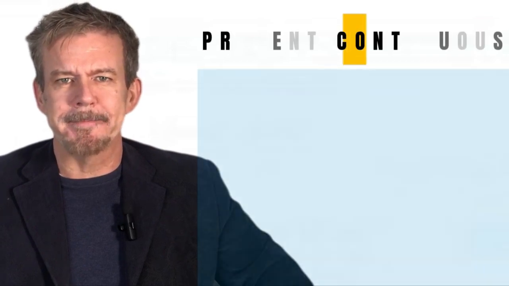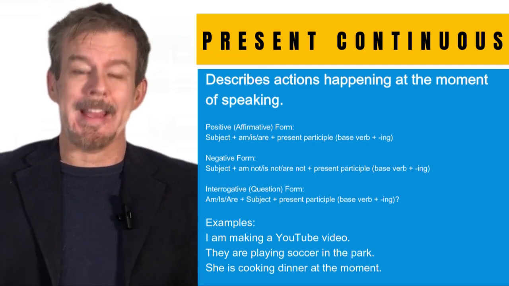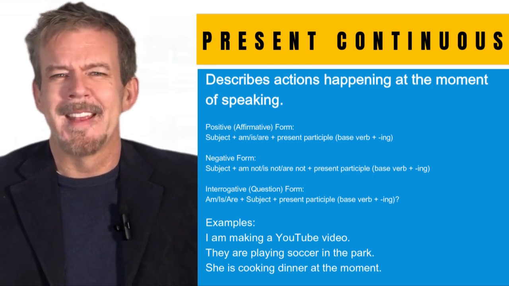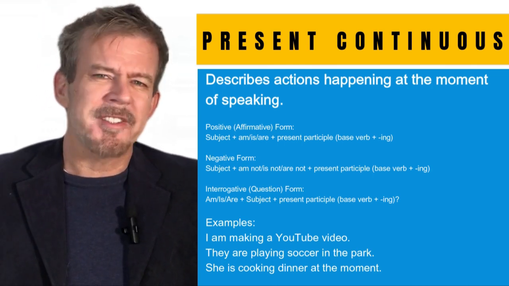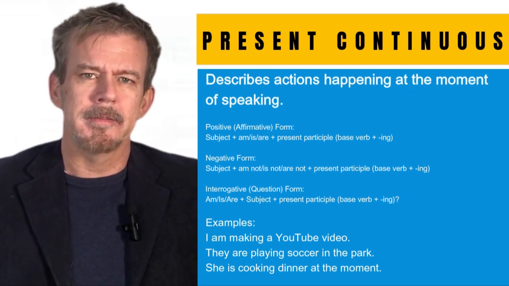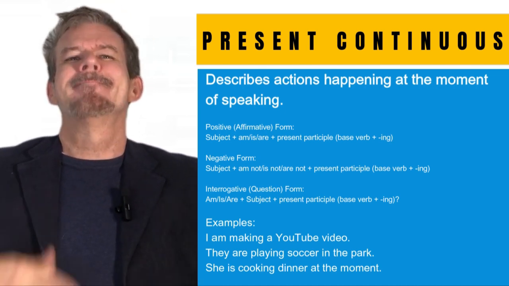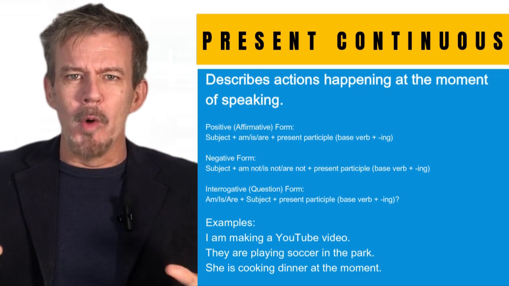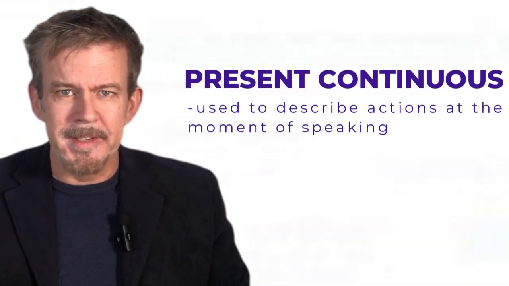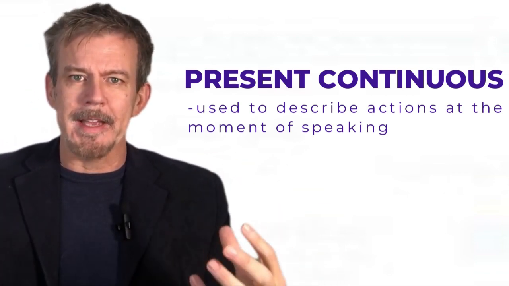Present continuous describes actions happening at the moment of speaking. I am making a YouTube video. They are playing soccer in the park. She is cooking dinner at the moment. What do all these sentences have in common? The actions are happening at the moment of speaking. So, use present continuous to describe actions in progress at the moment of speaking, right now.